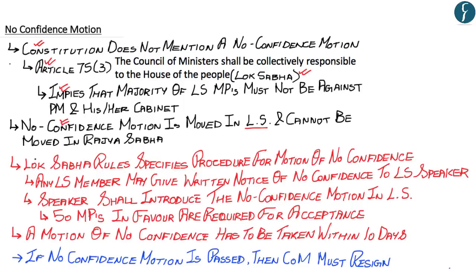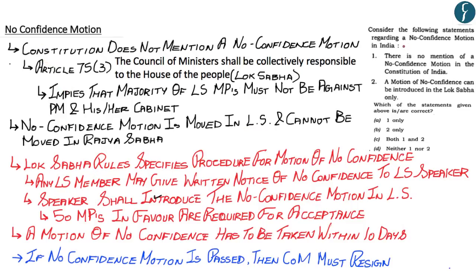So hopefully up till here you've also understood that the Lok Sabha rules specify the procedure for motion of no confidence, wherein any Lok Sabha member may give a written notice of no confidence to the Lok Sabha Speaker. And if the Speaker accepts this notice, then the Speaker may introduce the no confidence motion in Lok Sabha, wherein 50 MPs have to be in favour for the acceptance of the motion. If this written notice gets the acceptance of 50 MPs, then a motion of no confidence has to be taken up within 10 days. And if this no confidence motion is passed in the Lok Sabha, then the Council of Ministers, meaning the Prime Minister and his cabinet, must resign.